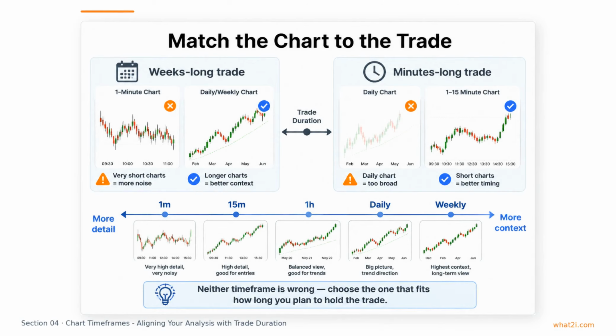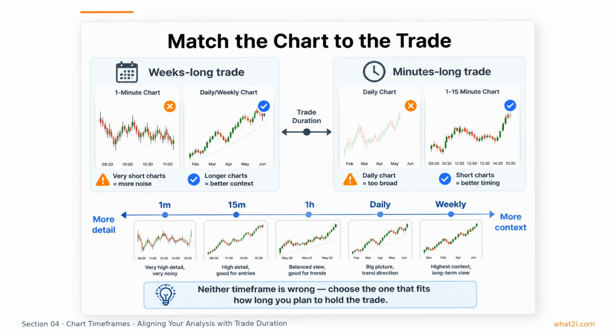The chart you analyze should match how long you expect to hold the trade. If you are planning a trade that may last for days or weeks, very short intraday charts can distract you with noise that does not matter to your idea. If you are taking a trade meant to last only minutes, a daily chart may be too broad to help with timing. Shorter time frames give you more detail, while longer time frames give you more context. Neither is better in an absolute sense. The point is alignment. When your chart matches your holding period, your decisions tend to become more consistent and less reactive.